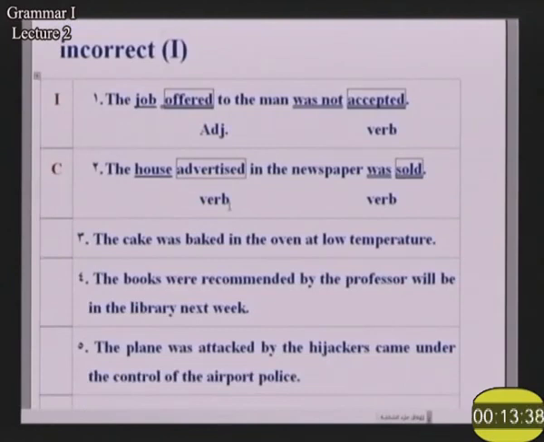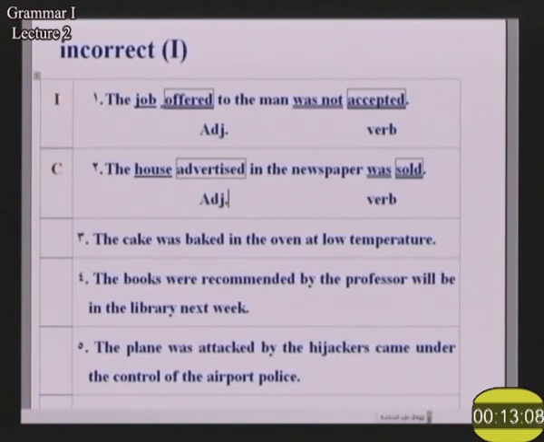Type tani wahda. The house advertised in the newspaper was sold. Type, yushuf keda the house. Subject was sold verb يبقى advertised دي مفروض انها مش هتبقى was advertised ده هي advertised يبقى هتبقى it's not a verb but it is an adjective. Okay, type.